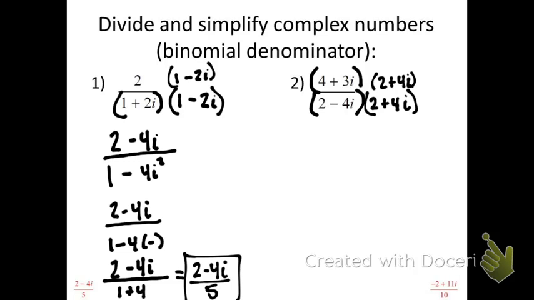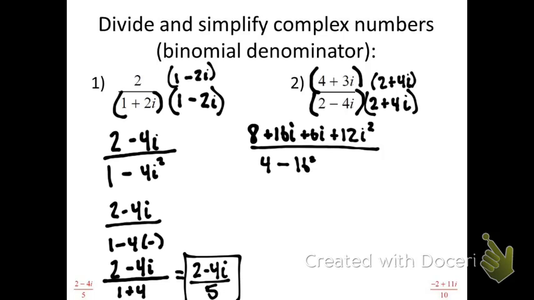So numerator first, here we go. 4 times 2 is 8. 4 times 4i is positive 16i. 3i times 2 is positive 6i. And 3i times 4i is positive 12i squared. Denominator, this is difference of squares, so 2 times 2 is 4. Put a subtraction sign down. 4i times 4i is 16i squared. That's our denominator.